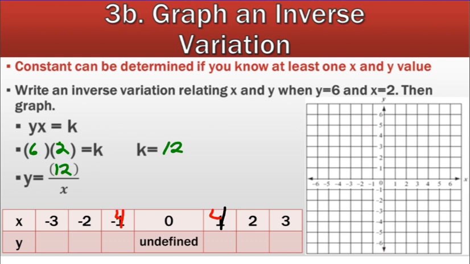So 12 divided by -3 would be a -4. 12 divided by -2 is a -6. 12 divided by -4 is -3. Then I have 12 divided by 4 is 3, 12 divided by 2 is 6, 12 divided by 3 is 4.